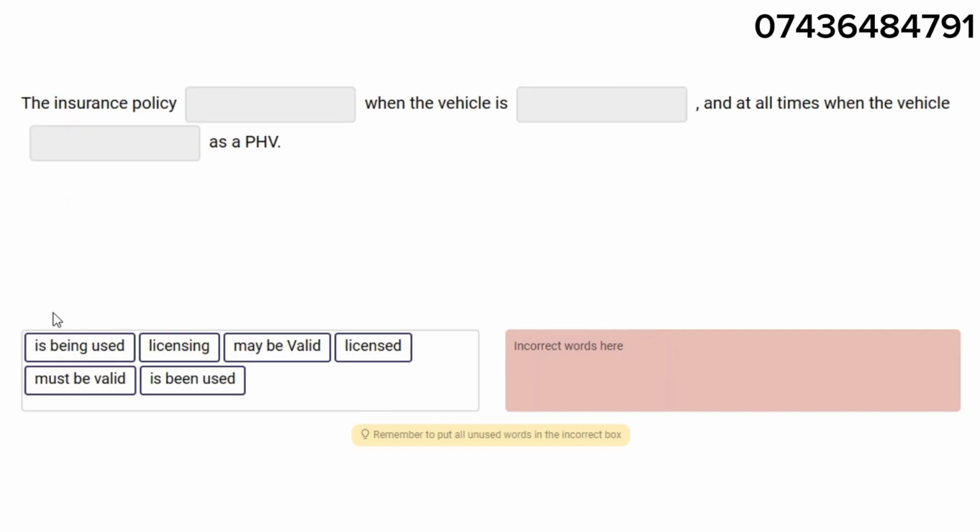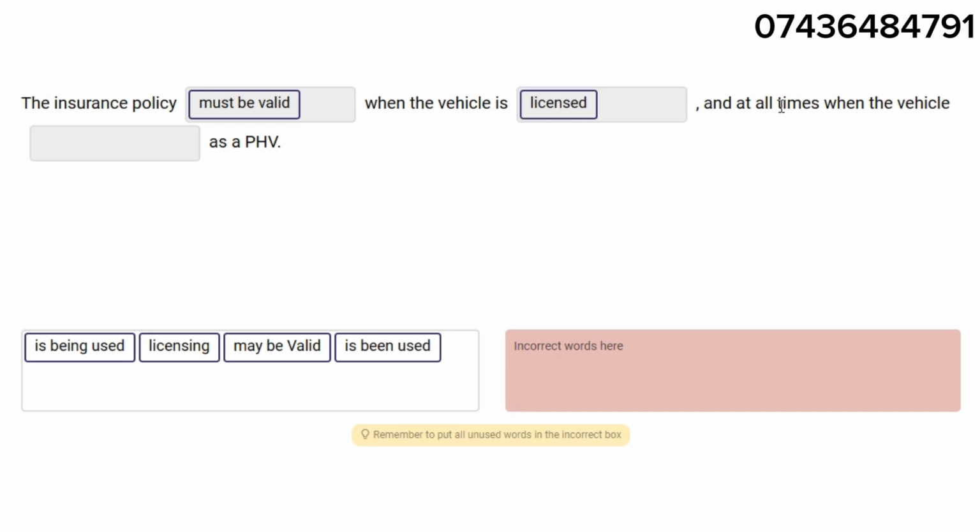Next question. The insurance policy, which is very important, must be valid. Yeah, not maybe, it must be. You need to remember when the vehicle is licensed, and at all times when the vehicle is being used as a PHV. It will be "is being used", so those are confusing.